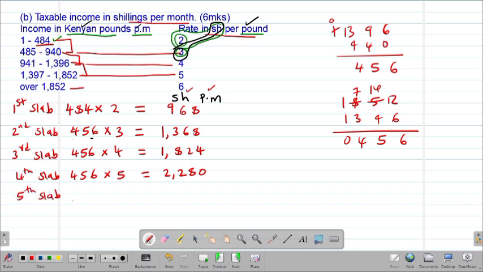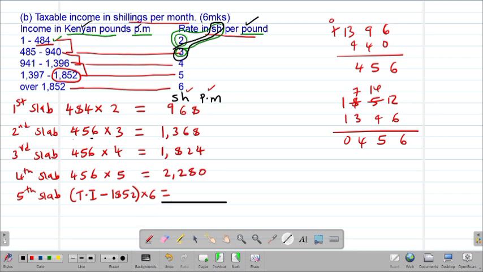So remember, to get the amount in the fifth slab, we usually take the taxable income minus the last amount that comes immediately before the last bracket, which is 1852. So we're going to subtract 1852. Then the tax rate here is 6. So multiplied by 6, this one is supposed to give us a certain amount that of course will be remaining.